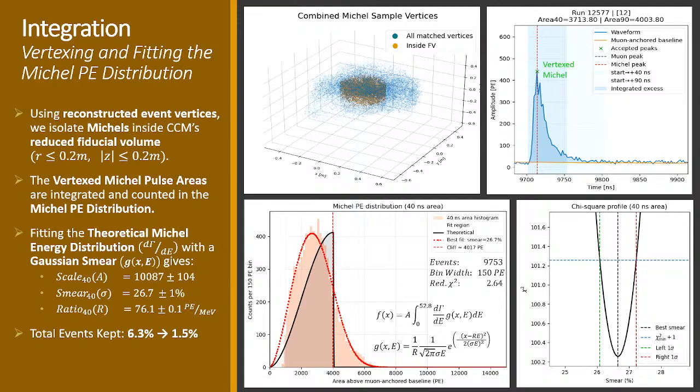Now, we expect this to align pretty well with the theoretical Michel energy distribution, which is known very well from particle physics phenomenology. And we expect some inefficiency in our detector. So matching this with a smear function, we get the following values: a smear percentage of around 26.7% inefficiency and a ratio from PE to MeV of around 76.1.